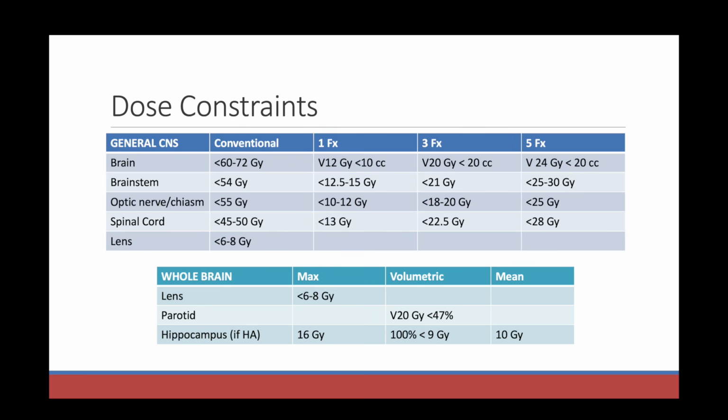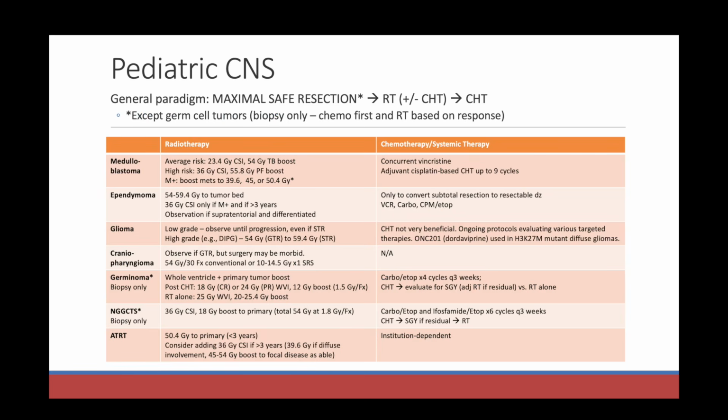And then the lens, we start to worry about cataracts when the doses with conventional fractionation exceed 6 to 8 gray. So you want to try to keep your max less than 6 to 8 gray. And I think these are the most important constraints to know. We already went over the hippocampus dosing for hippocampal avoidance. That brings us to pediatrics.